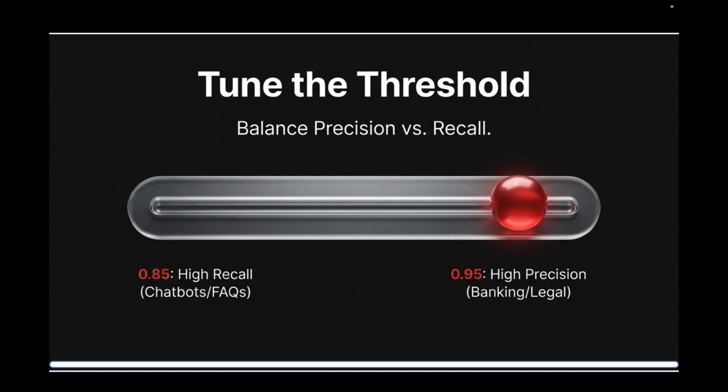But there is also a trade-off. There is a chance where two vectors align, but they could have very different intent. So we will also learn how we can balance between high recall and precision. Generally for FAQs and chatbots, we tend to have higher recall. And for banking and legal systems where accuracy matters, we'll tune our system specifically for those use cases.